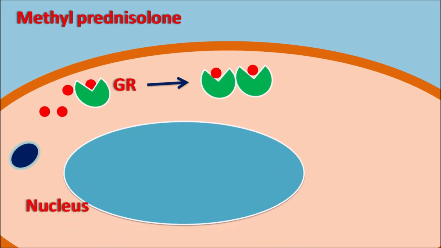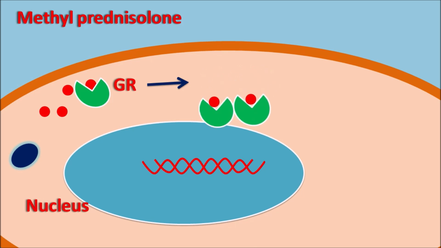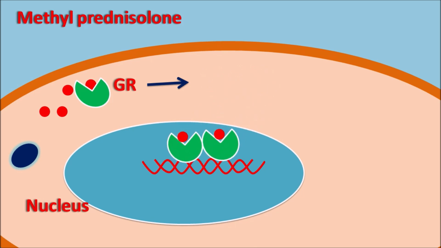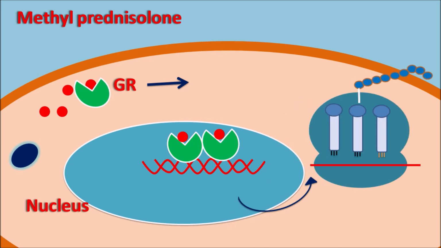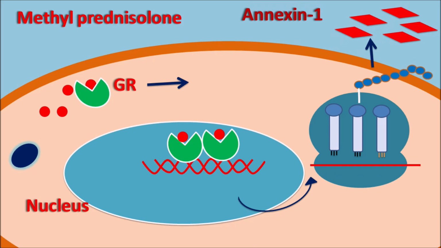So the next target is the nucleus. Within the nucleus, it can interact with the genes. Now this dimerized complex can interact with the DNA, where it can produce gene transcription. This gene transcription results in protein synthesis, and it produces a few of the proteins like annexin 1 as well as MKP1, which is the mitogen activated protein kinase phosphatase 1. In this way, methylprednisolone stimulates the gene transcription, thereby releasing a few of the mediators which produce some anti-inflammatory response.